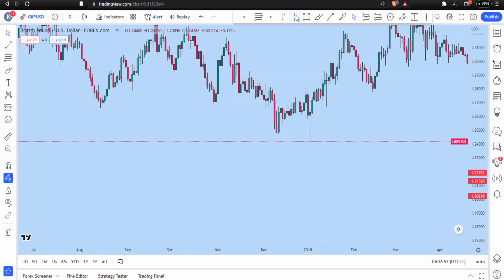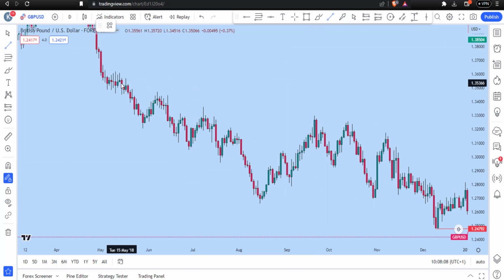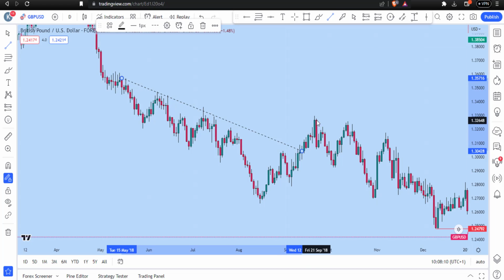Look at this. You can see a grab of liquidity at this level. Liquidity was grabbed. So guys, this is all about this video. Another diagonal liquidity from here to here. Price actually reached out for it and then it continued down.